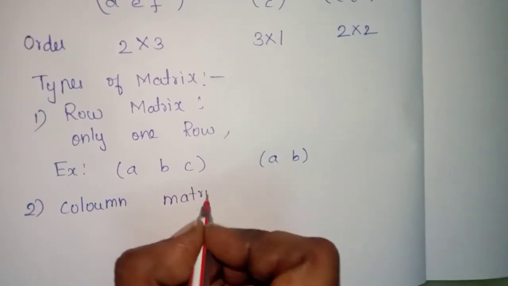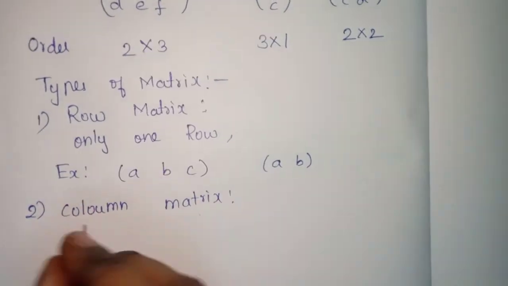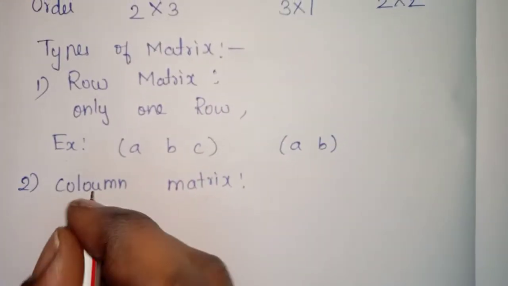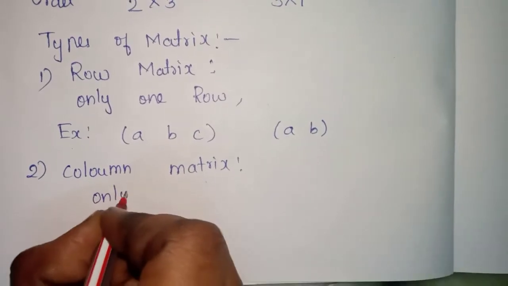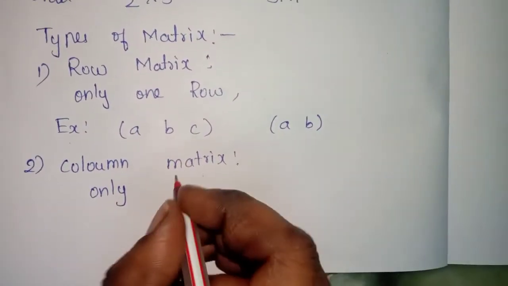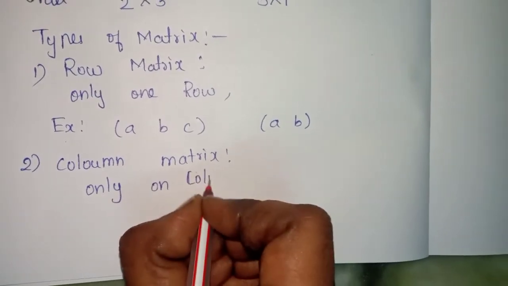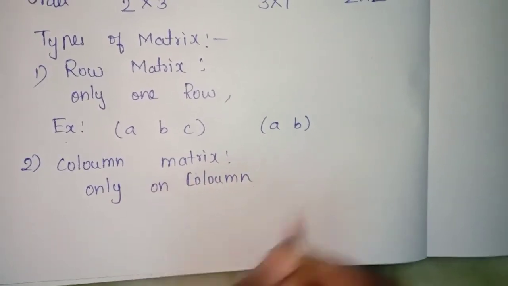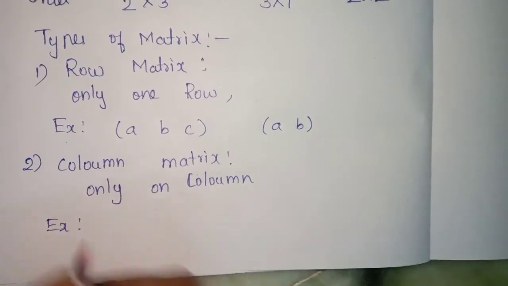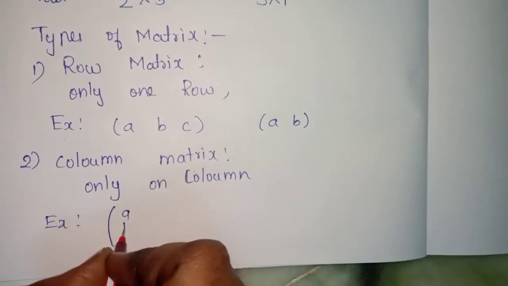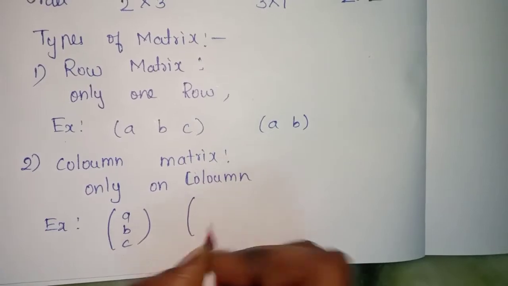The second type is called the column matrix. This matrix has only one column. An example is this matrix, which contains only one column.